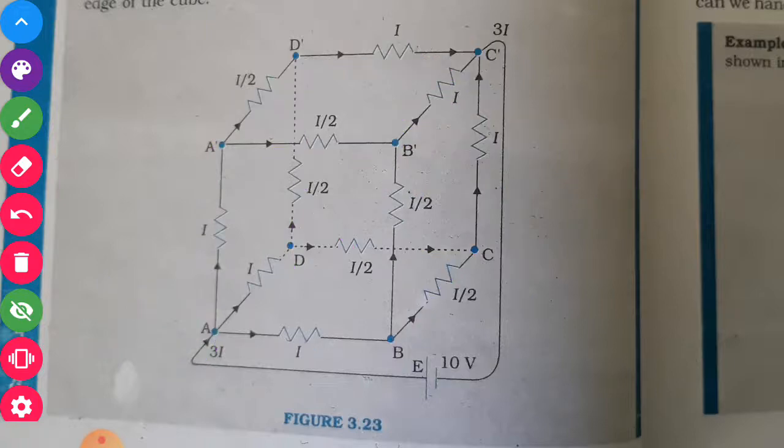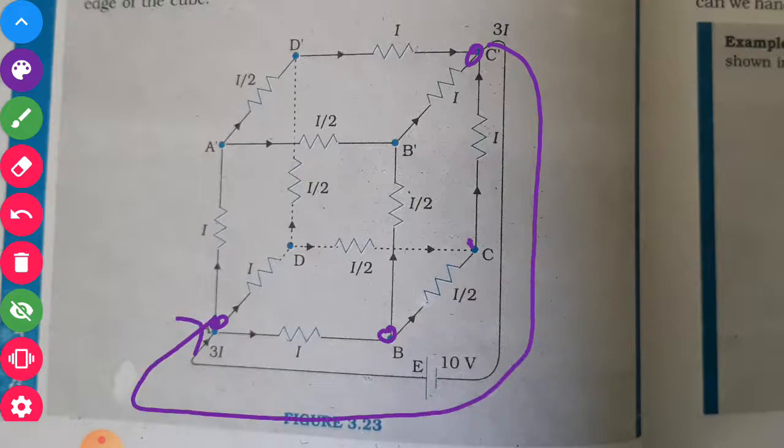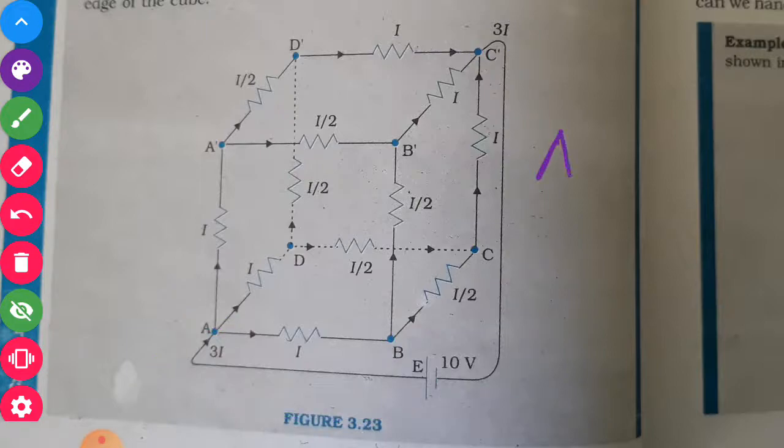Now what to do? Take the loop A, B, C, C prime, then come this side to A. You begin from A, then go to B, then go to C, then come to C prime, and then in this direction go via the battery, that is E, and then you reach point A. So A, B, C, C prime, E, and back to A, you are coming to A this way.